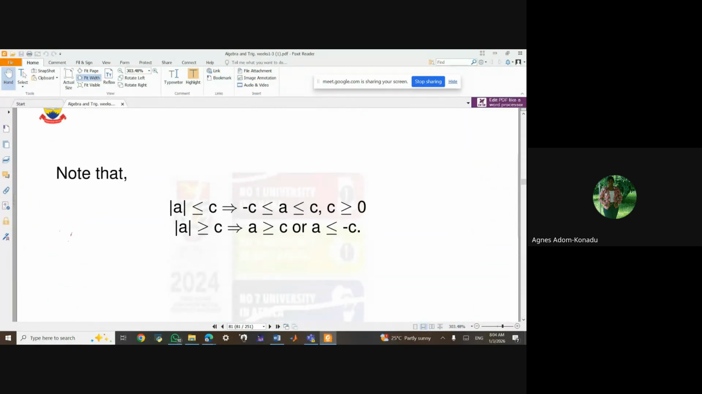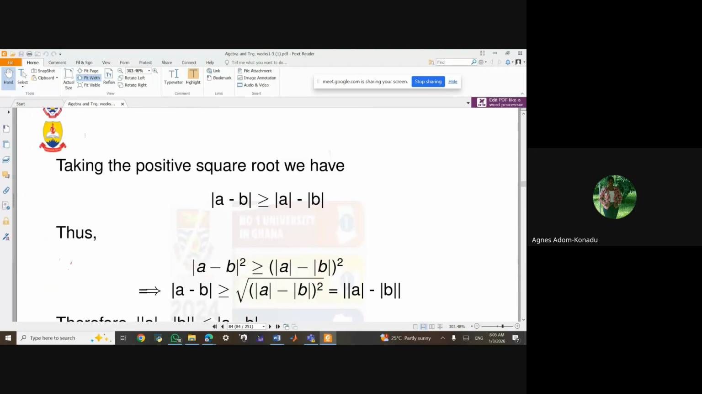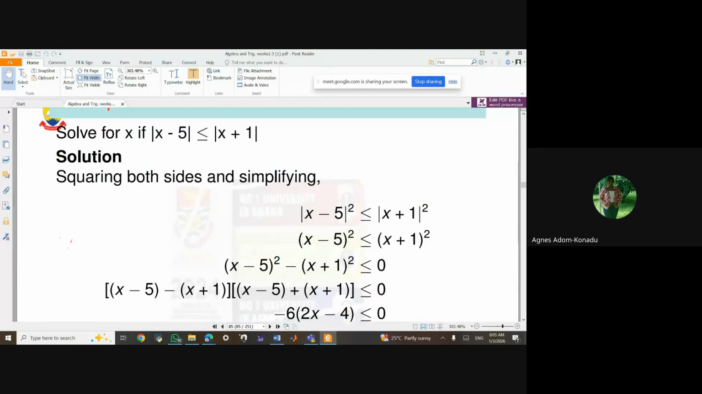That the absolute of a is less than or equal to c means that a lies between negative c and positive c. So when I come here, I will choose this, the absolute of this will be less than or equal to this. Then after that, I will pick this and also have absolute of, because both of them are absolute numbers.